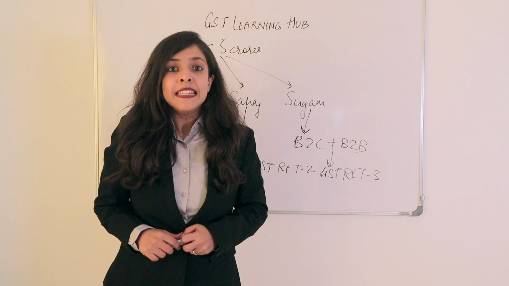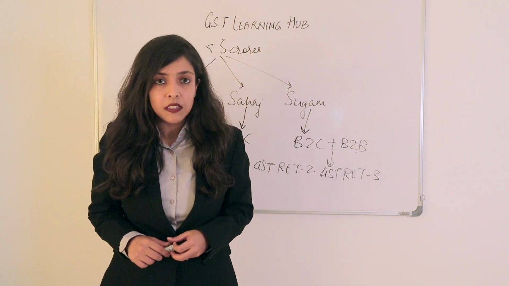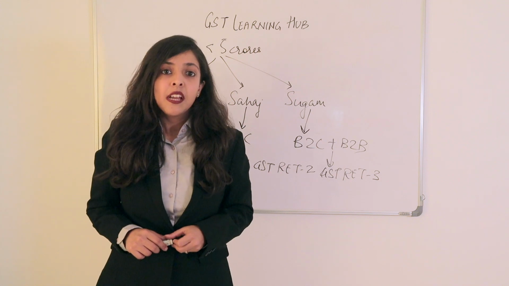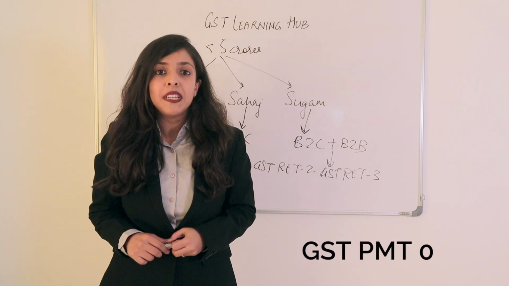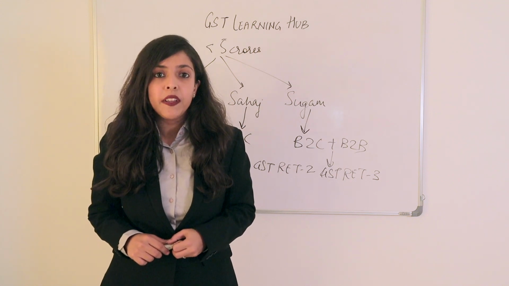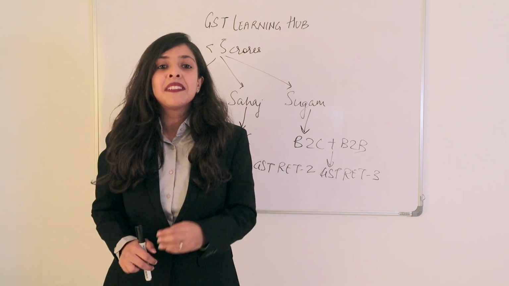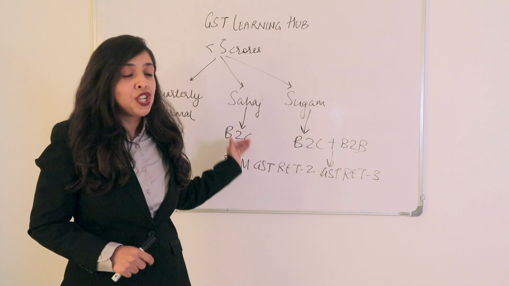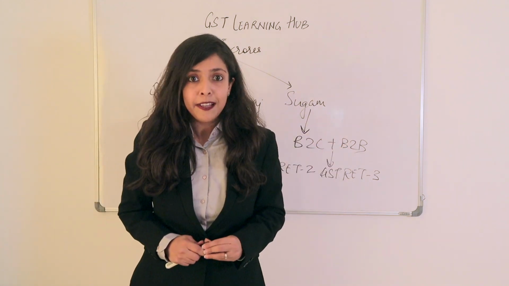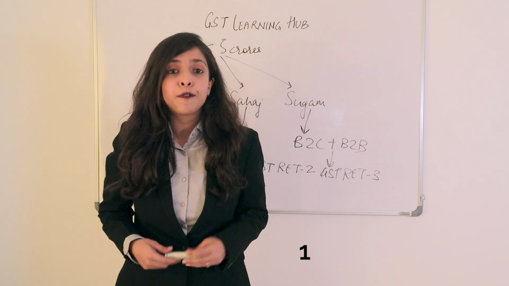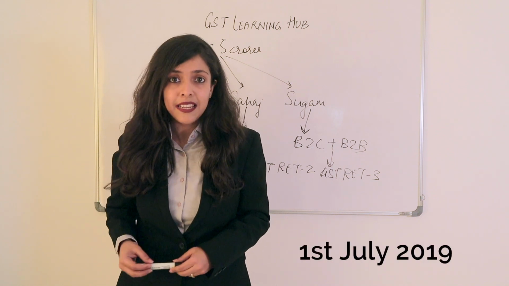Please note that even if you're filing quarterly returns, tax is required to be paid monthly in form GST PMT-06 by 20th of the next month. Hope with this video you can at least identify which return you are required to file. These returns may be applicable from 1st July 2019.